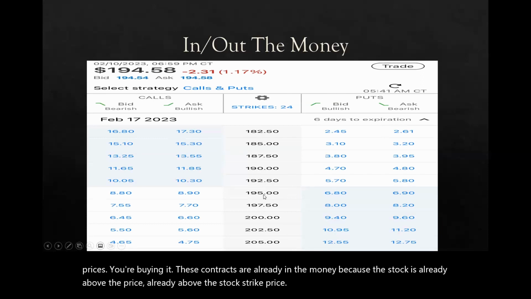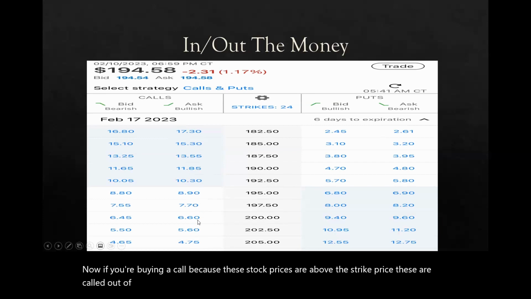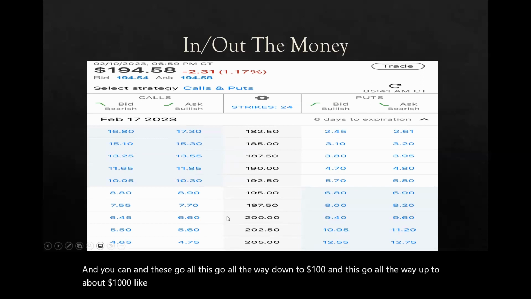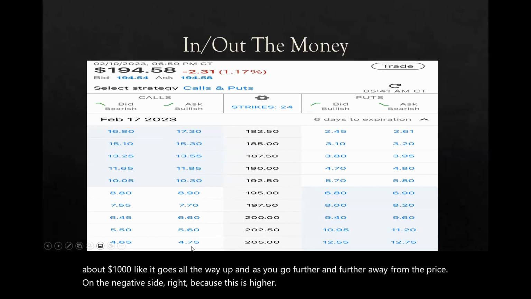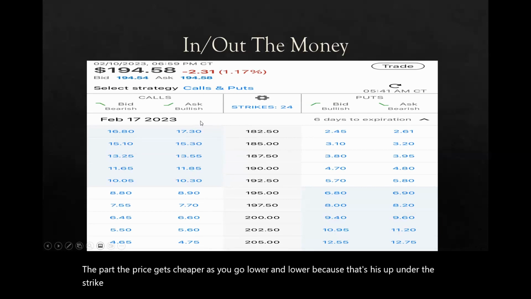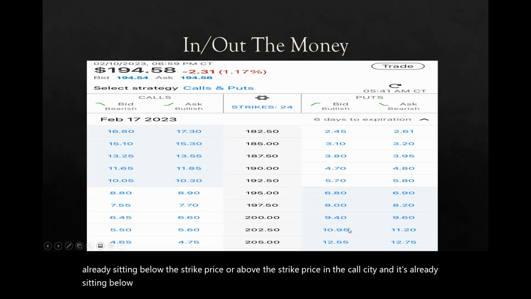Now, if you're buying a call, because these stock prices are above the strike price, these are called out of the money. And this goes all the way down to $1, and this goes all the way up to about $1,000. As you go further and further away from the price on the negative side, because this is higher, the price gets cheaper. As you go lower and lower, the price gets higher and higher because you're already in the money. The stock is already sitting above the strike price in the call setting, and it's already sitting below the strike price in the put.